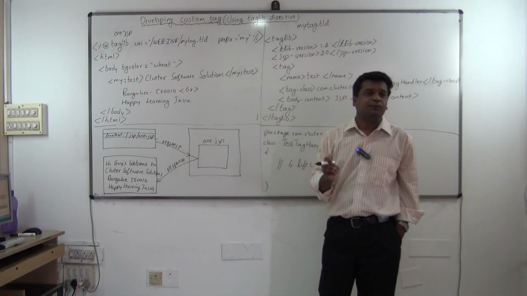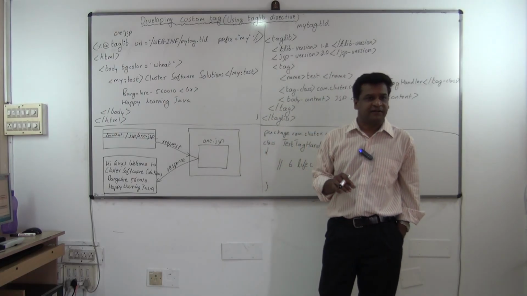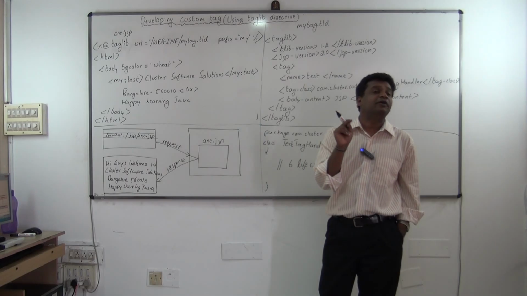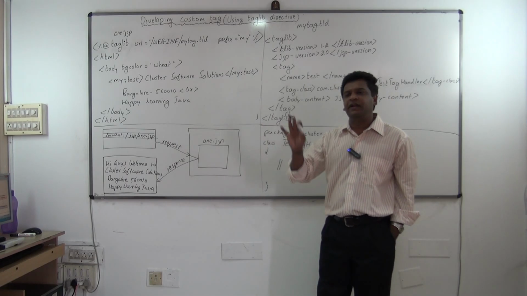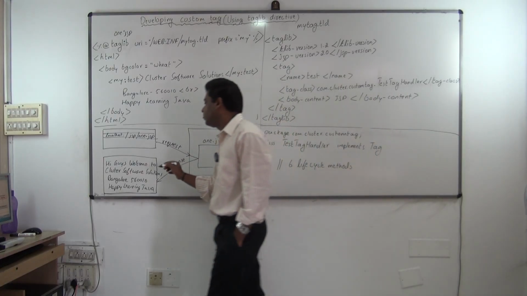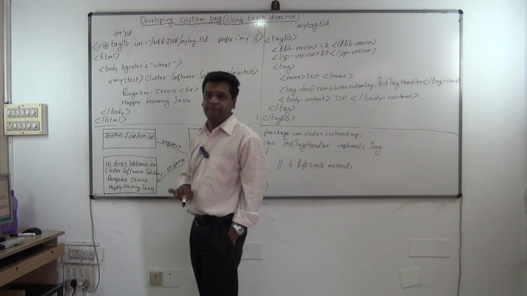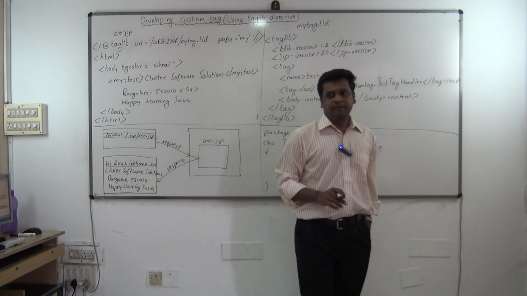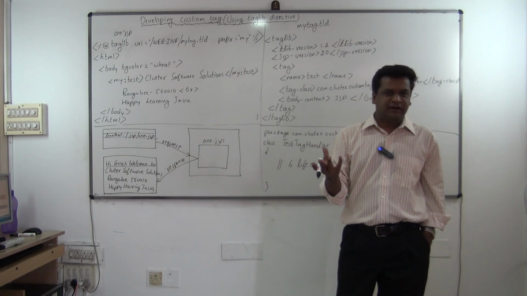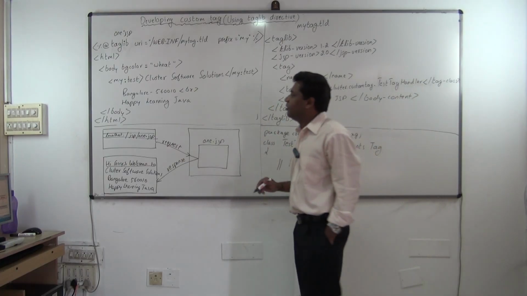Understood? So that was the output generated by my colon test tag. If you use this tag in any JSP, this is the output you are going to get. The tag is going to generate this output. You are seeing only a hello world output. That's it. Clear? So it will generate that output for you.